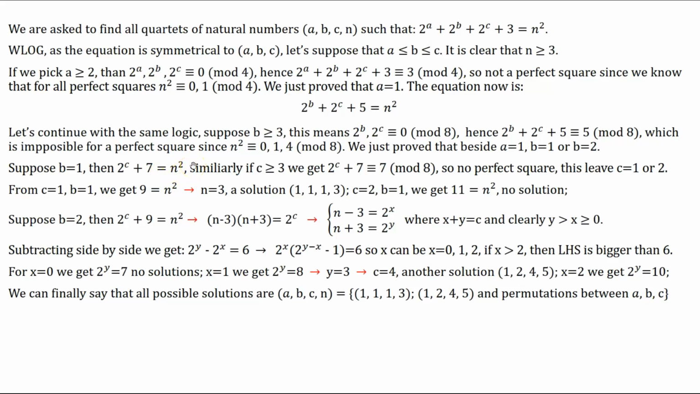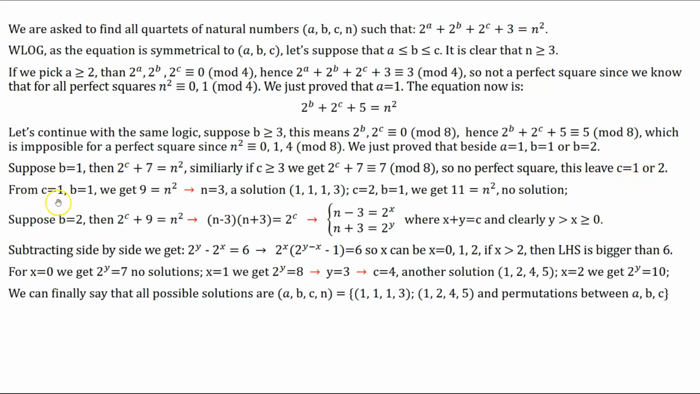Now, in the same idea, if c is greater or equal to 3, we will get that 2 to the power c plus 7 is congruent to 7 modulo 8, so it is not a perfect square because it doesn't give these remainders. So in this case, we are left that in order for this sum to be a perfect square, c can only take two possible values when b is equal to 1. c can be equal to 1 or equal to 2.